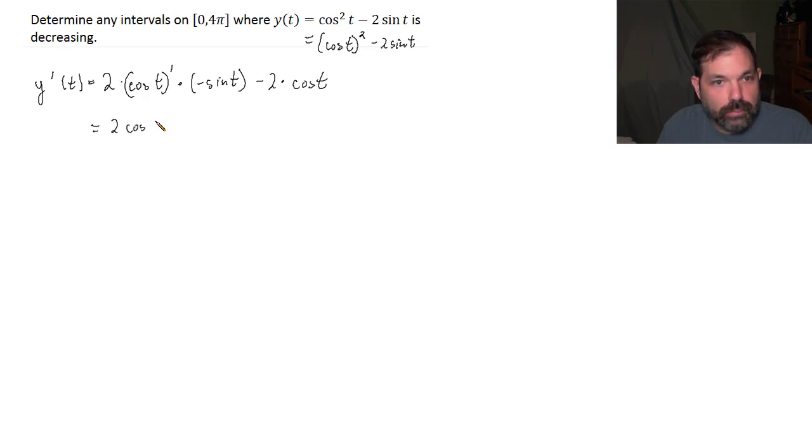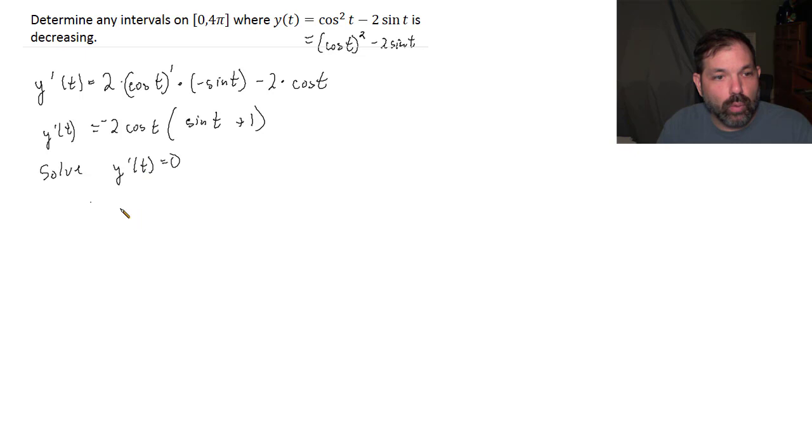Actually, I can factor out a negative as well. Let's factor out the negative, let's factor negative 2 cosine t times sine t plus 1. All right, so y prime of t is equal to negative 2 cosine t times sine t plus 1. Let's set that equal to 0 and solve y prime of t equal to 0.